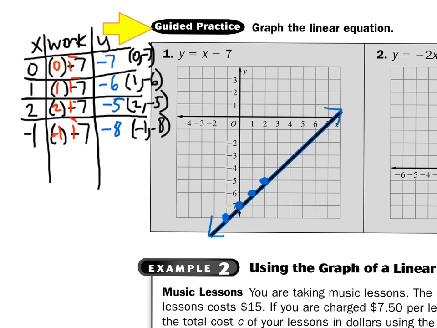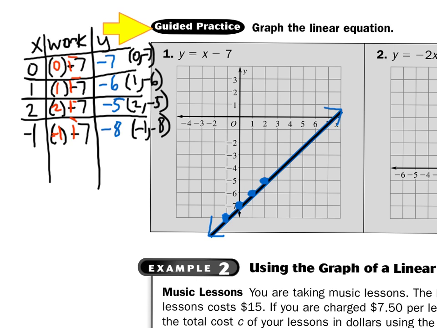Now grab your blue pen, okay, and so 0 plus negative 7 would give us negative 7. And then 1 plus negative 7 would give us negative 6. 2 plus negative 7 gives us negative 5. Negative 1 plus negative 7 gives us negative 8. Now we're going to write those points.